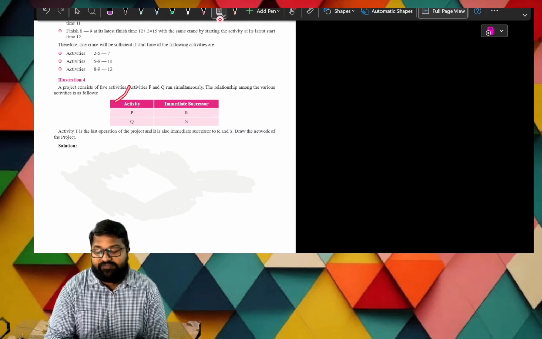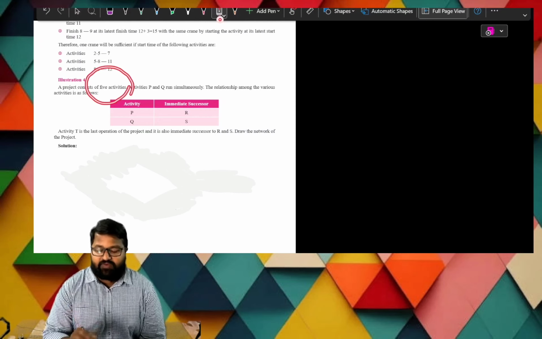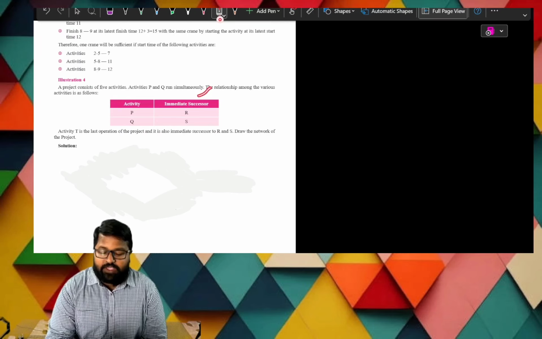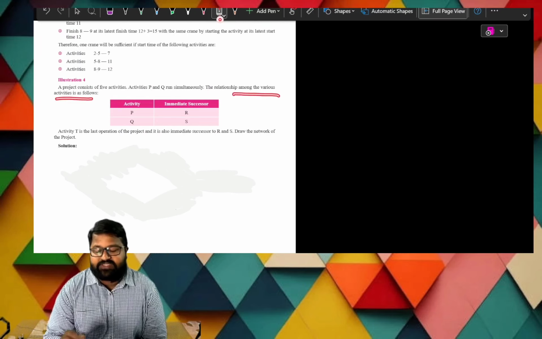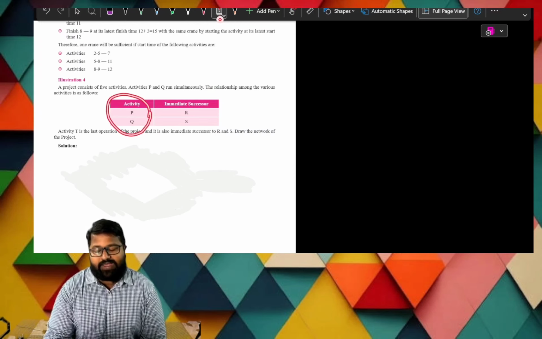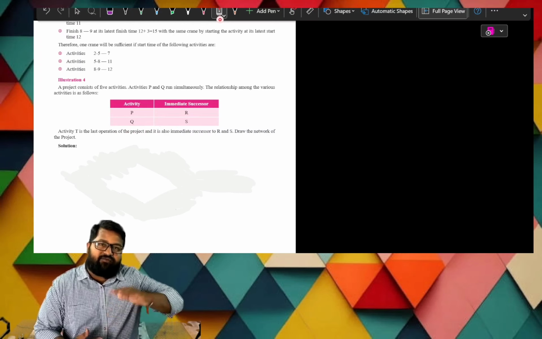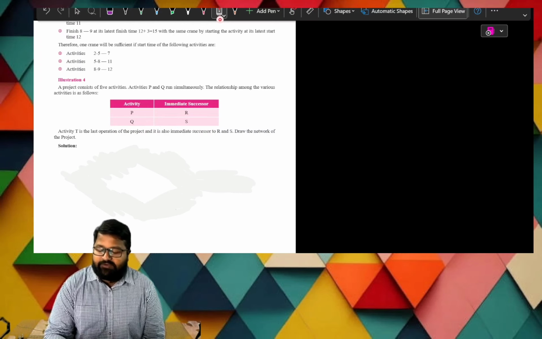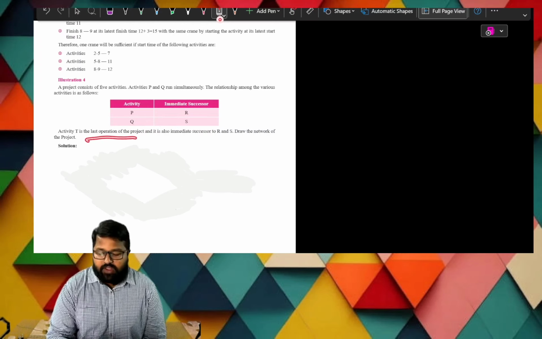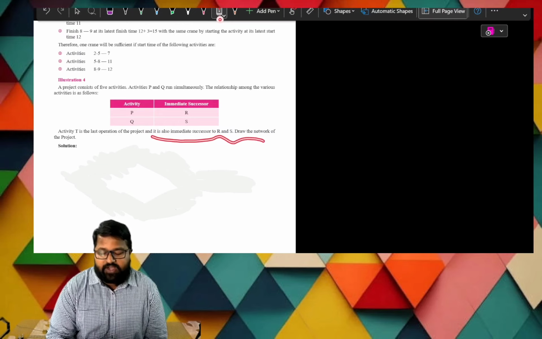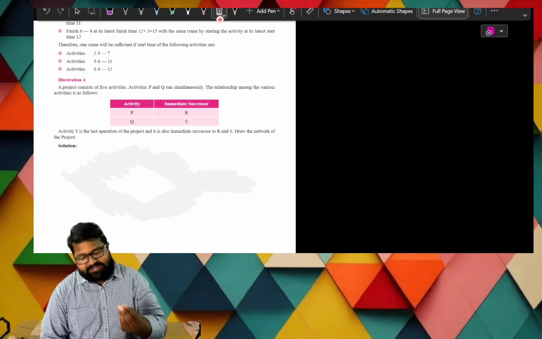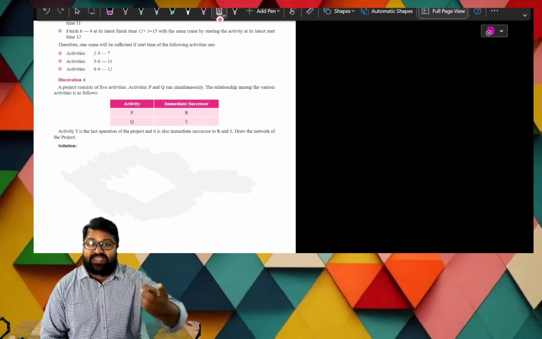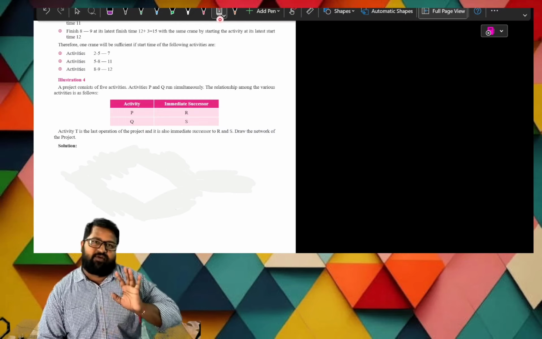The project consists of 5 activities. Okay, there are 5 activities. And activities P, Q run simultaneously. The relationship among the various activities is as follows. P, Q are activities, and their immediate successor. I have mentioned now, successor means after the activity. Next, T is the last operation of the project, and it is also immediate successor to R and S. Same problem we have dealt with earlier. Same as it is, but there are 7 activities there and here only 5 activities.